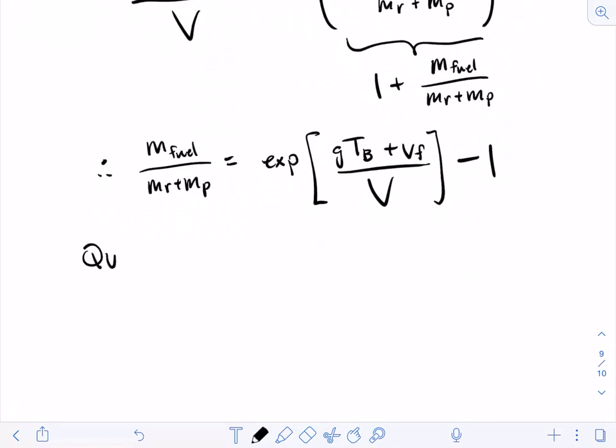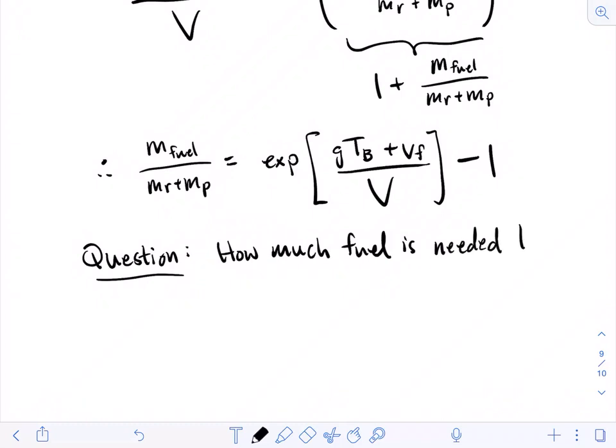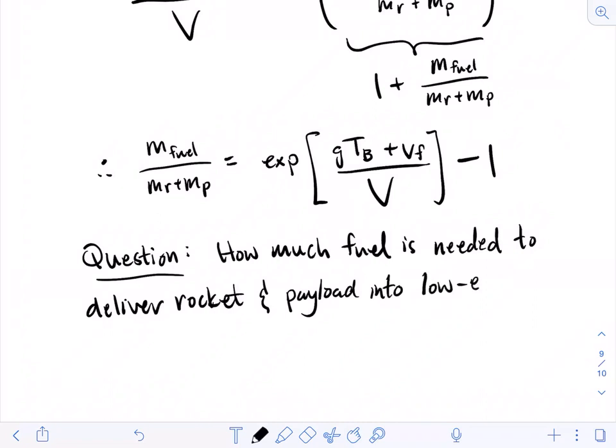So here's a question. Having done this analysis, we can ask, how much fuel is needed to deliver the rocket and payload into low Earth orbit.